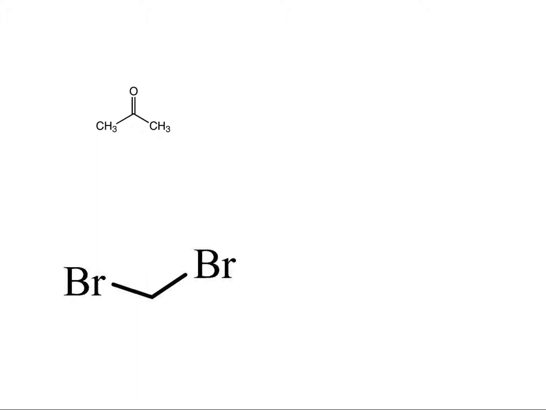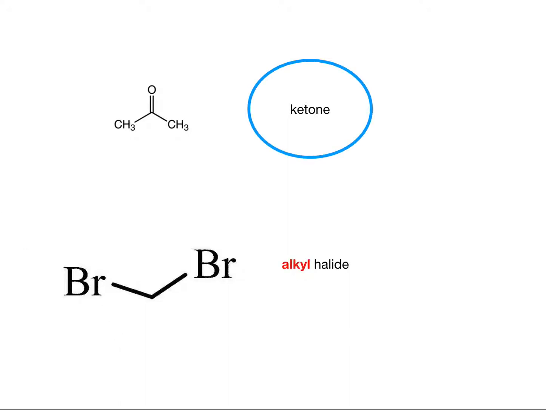So we'll look at 2 examples here. We have a ketone and an alkyl halide. We can see clearly that the oxygen on the ketone would be able to form a hydrogen bond with water. However, nothing in our alkyl halide would contribute significantly to the alkyl halide's water solubility. So our ketone, not our alkyl halide, would be water soluble.